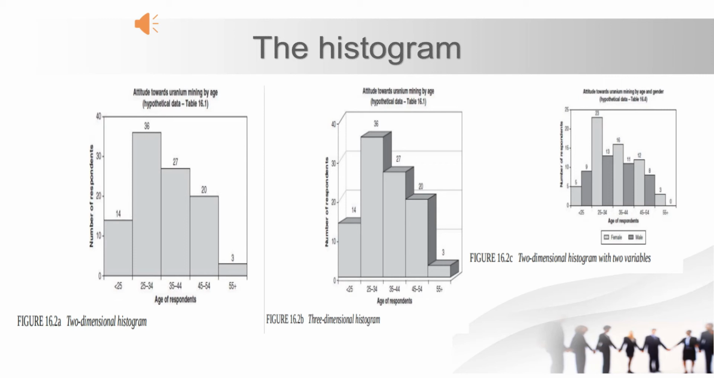In figure 16.2c, if you can see, these are two variables. You have the dark one, the male, and the female, so you can identify them here. And here in figure 16.2b, this is the example of the three-dimensional histogram. You have the age of respondents, and there are the corresponding figures here. And then the first figure, which is 16.2a, is an example of the two-dimensional histogram.